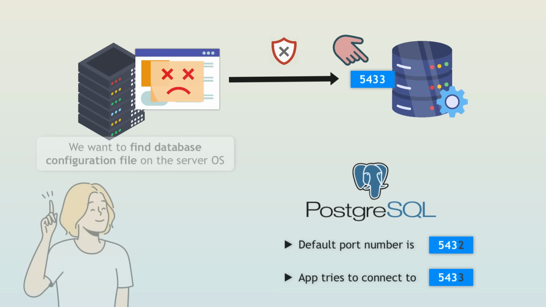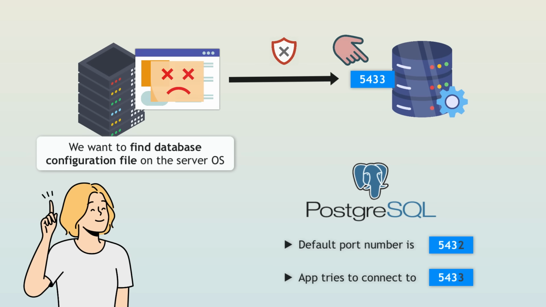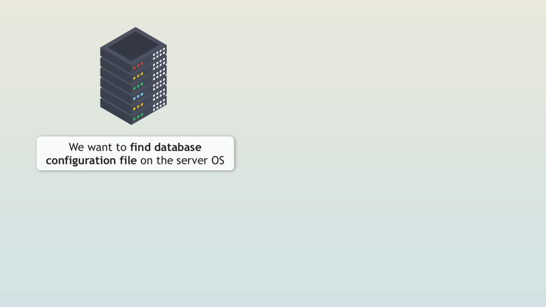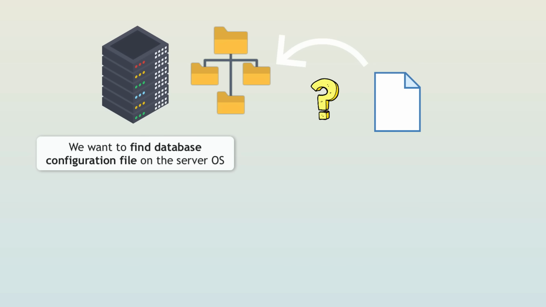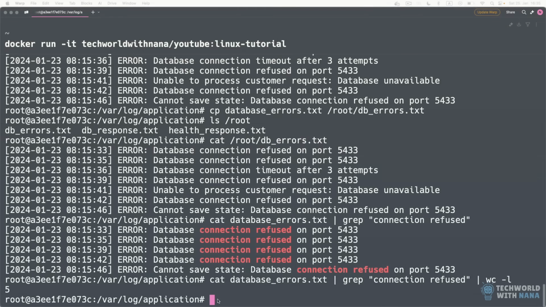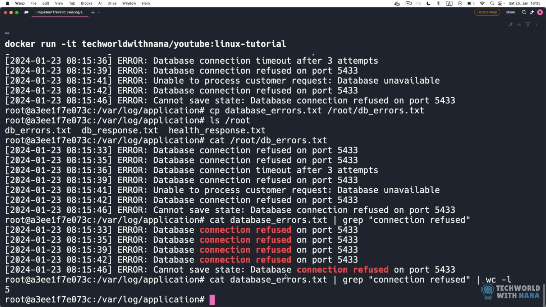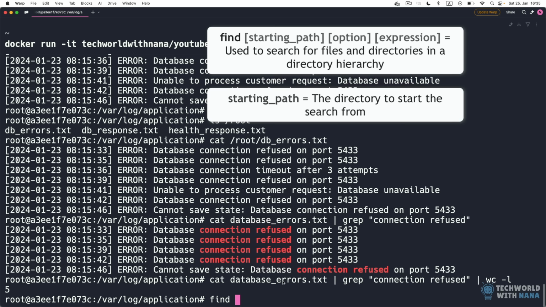So we want to find the database configuration files in the entire system. How can we do that? We don't know where it's located. We knew the location of the application log files, but we don't know where the database configuration is. Someone else configured it, so we have to find it in this entire file system. Well, there is a command called find, and we can look for a specific file name, like database errors, or we can look for a part of the file name.